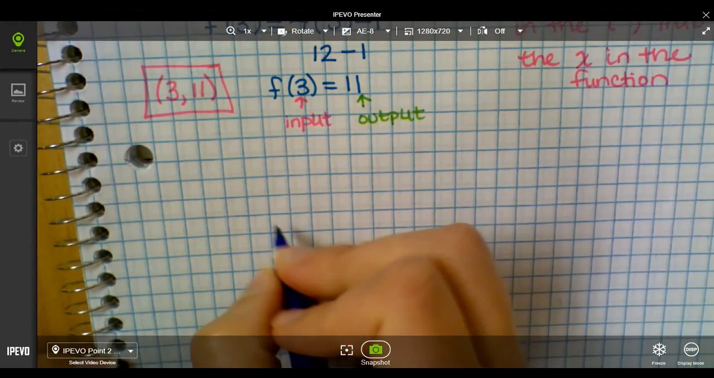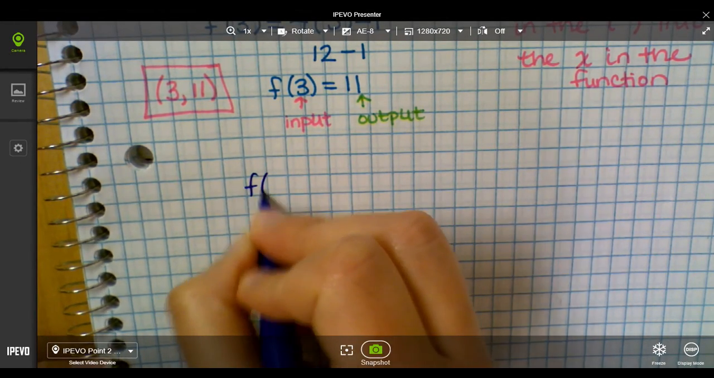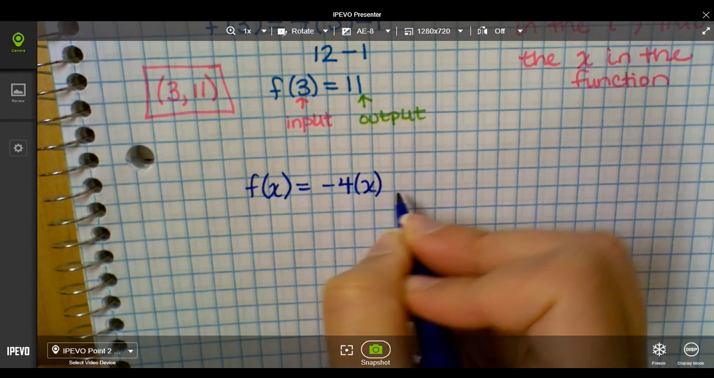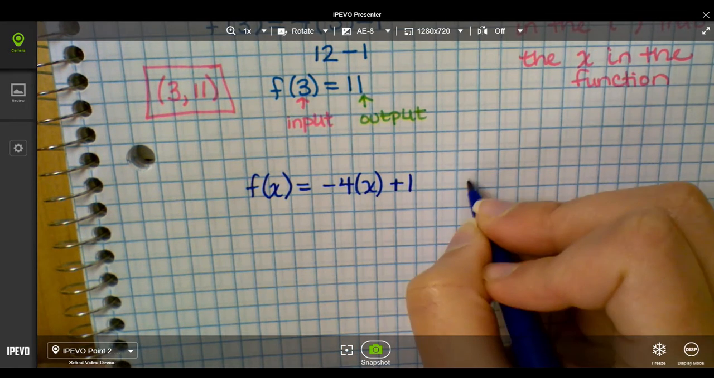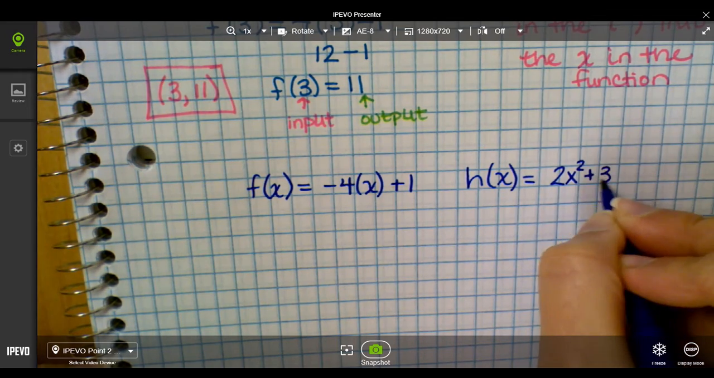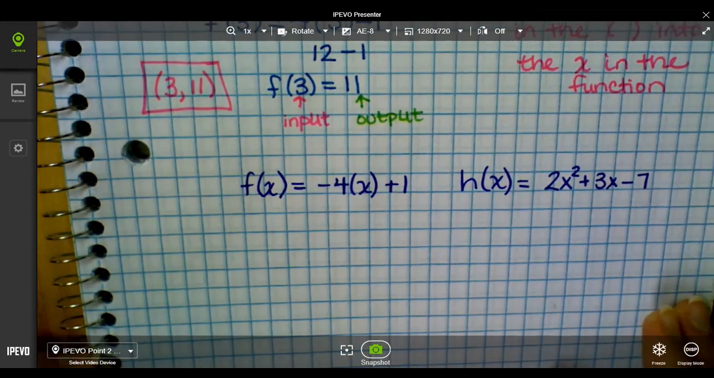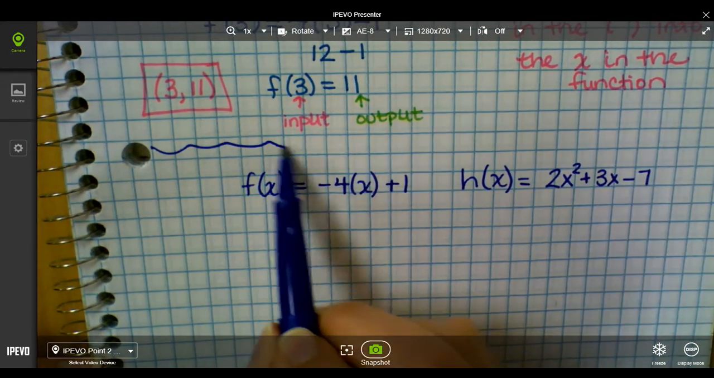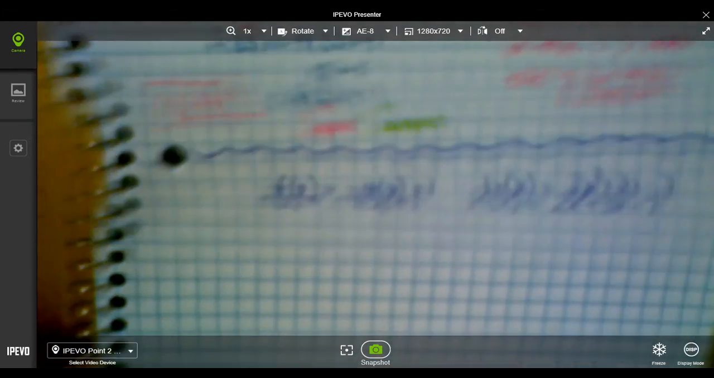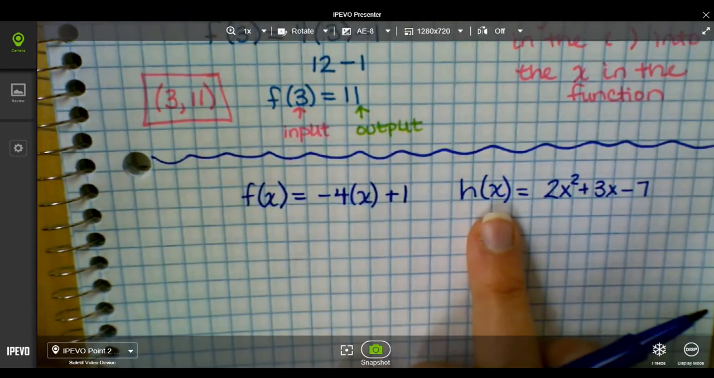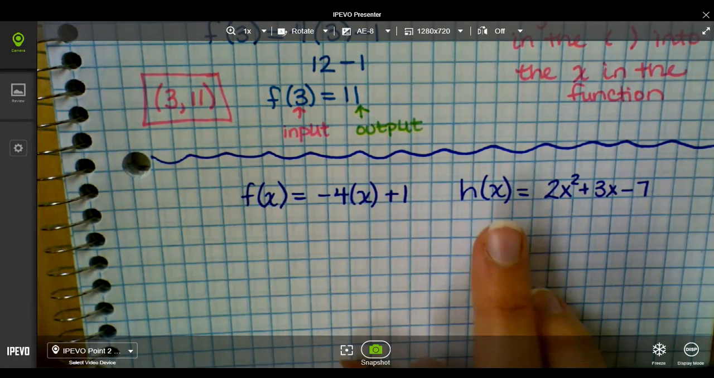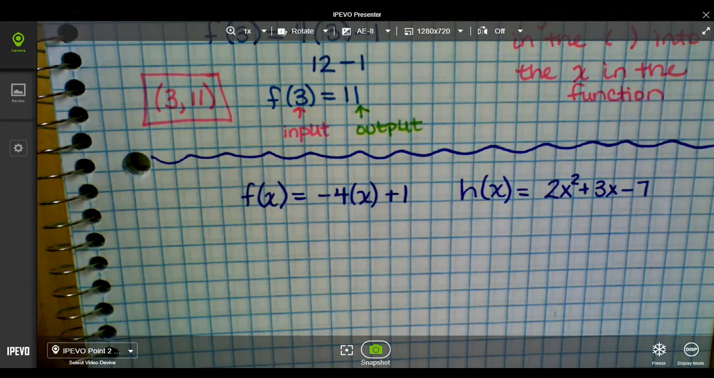Over here, I'm going to give you a couple of different functions. I'm going to give you f of x equals negative 4x plus 1, and h of x is going to equal 2x squared plus 3x minus 7. So these are two different functions. Technically, I can write these both with y's, but this one tells me exactly which function I'm talking about. There's the f function and there's the h function.